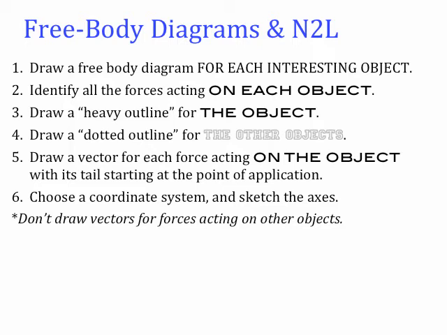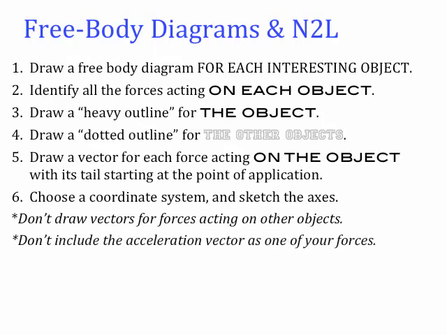You don't want to draw vectors for forces acting on other objects. Just draw vectors for forces acting on the object of interest. You don't want to include acceleration or velocity vectors as a force because they're not forces. Those are kinematical variables that describe motion, but they're not forces. You remember that forces have sources, so indicate on each vector the source of the force.